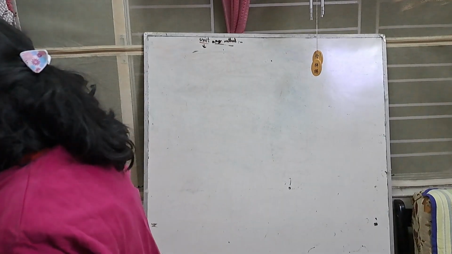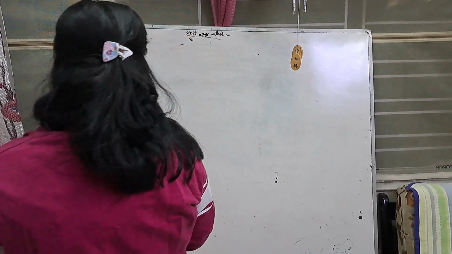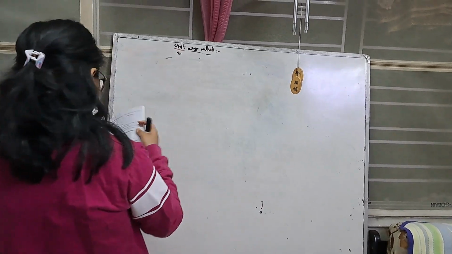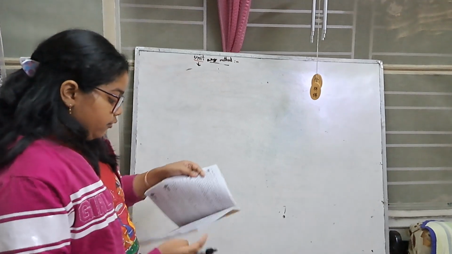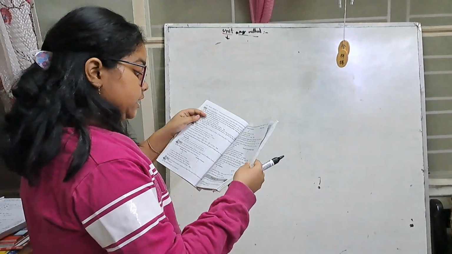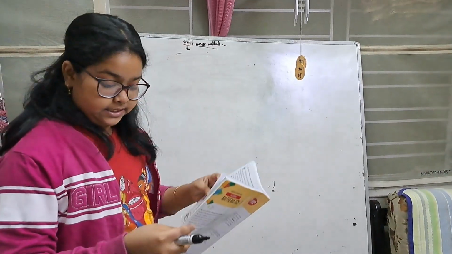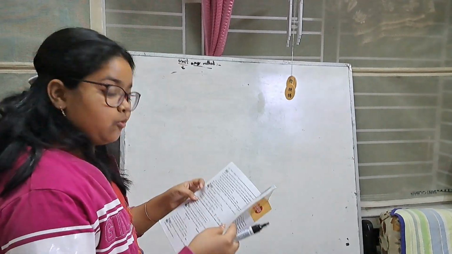So first we will deal with some problems. In this question, 5 men can do a piece of work in 21 days. In how many days will 7 men do the same work?